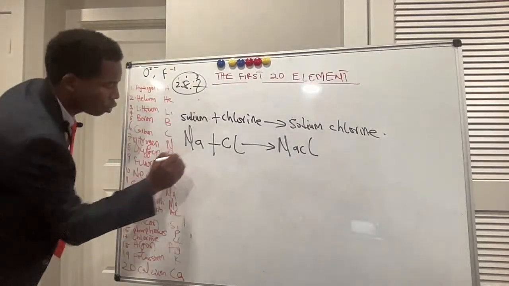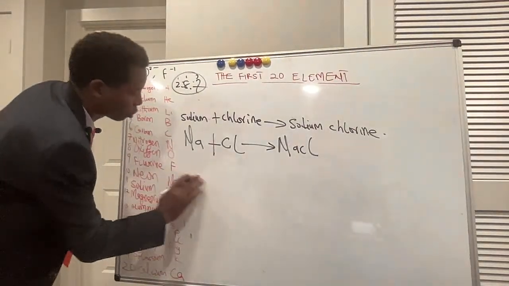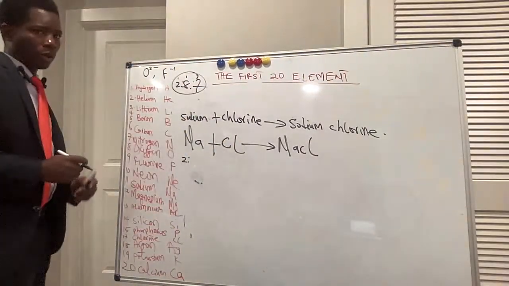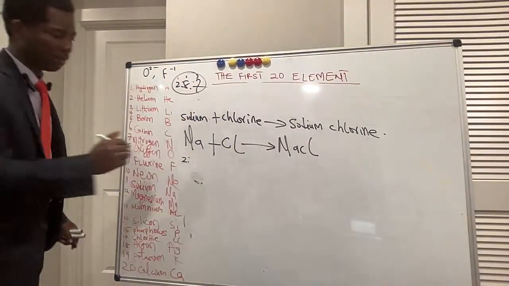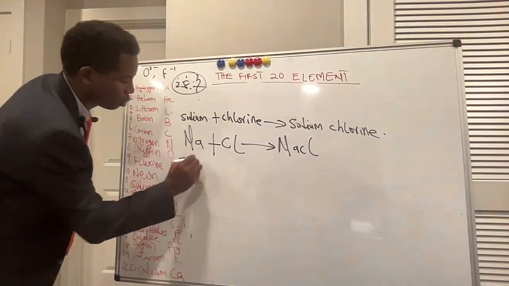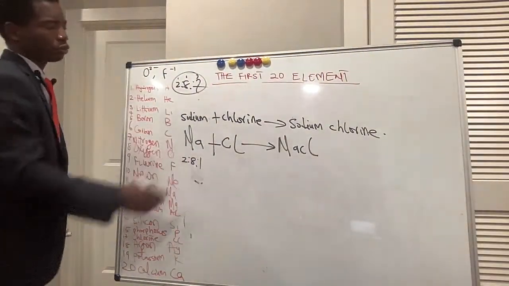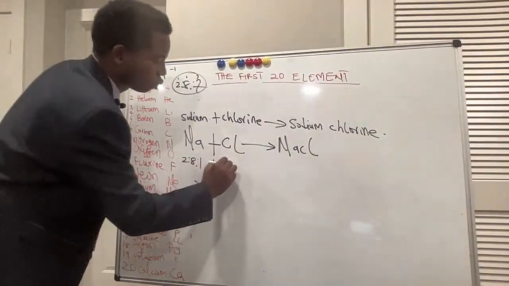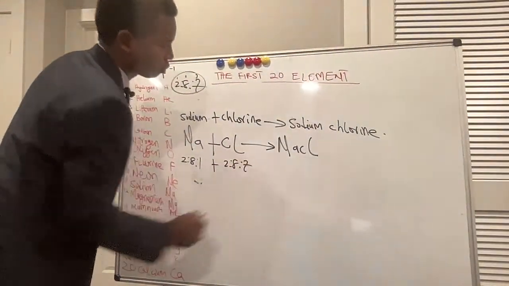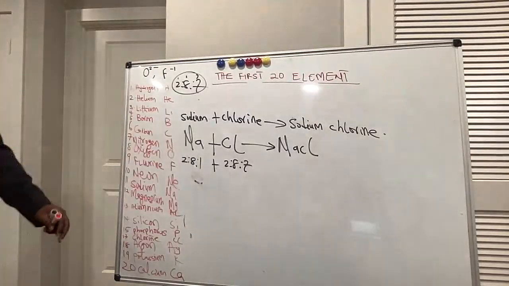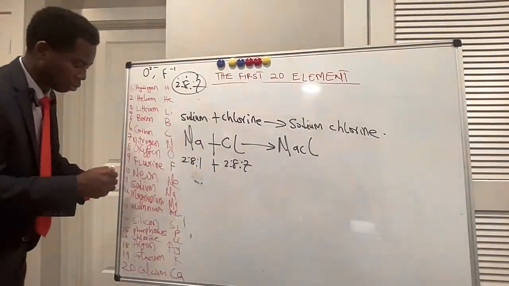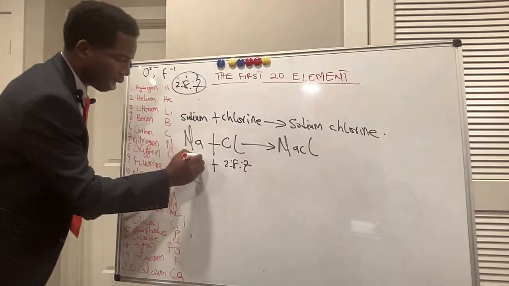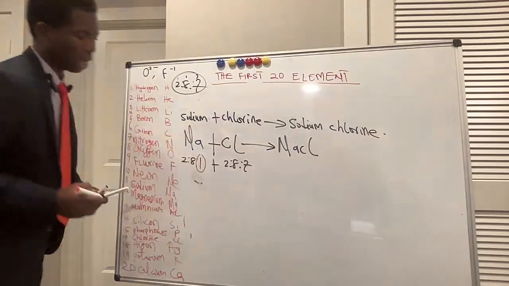Now, sodium has 2 electrons. What is the atomic number of sodium? The atomic number of sodium is 11. So 2.8.1. 10 plus 1 is 11. What is the atomic number of chlorine? 2.8.7. Now, it is only this outermost electron that will react.